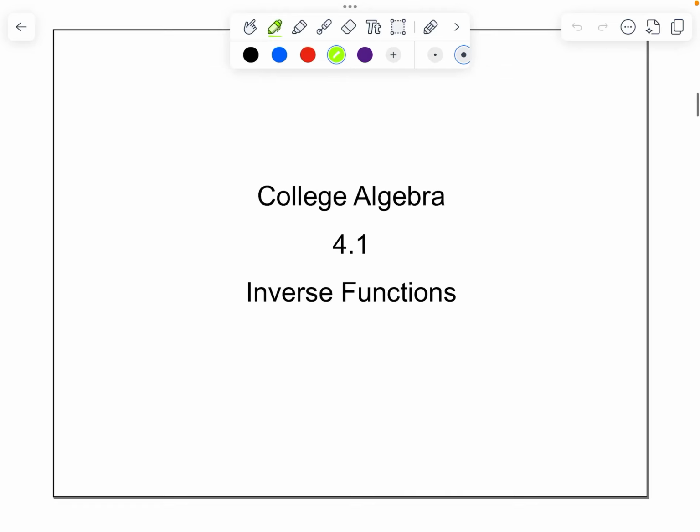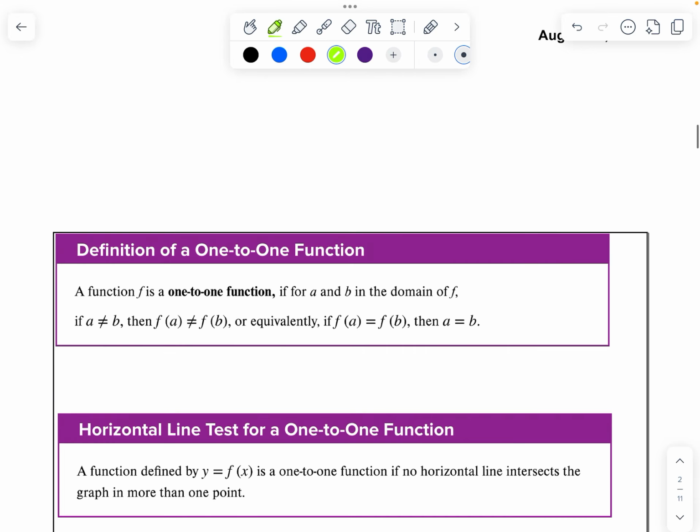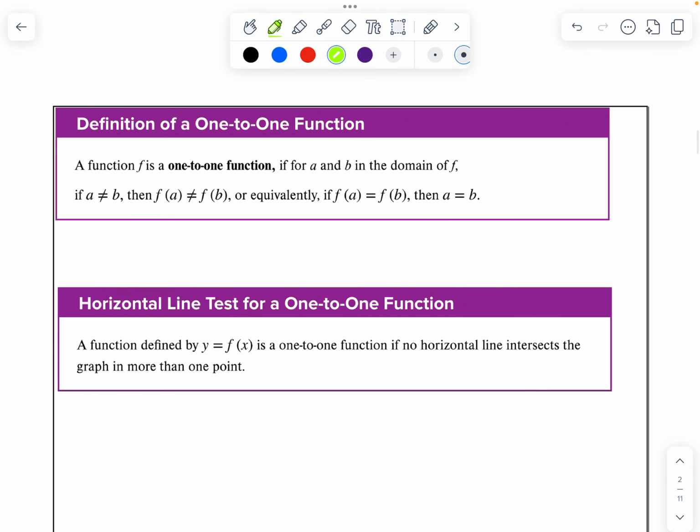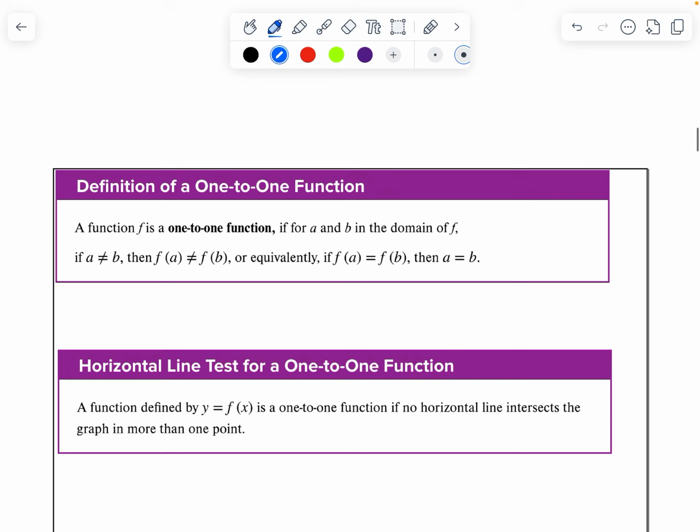In the last section of this unit, we're looking at inverse functions. To know if a function even has an inverse in the first place, we have to know that it's 1-to-1. For a function to have an inverse, a true inverse, it has to be 1-to-1. We'll just call it f of x.